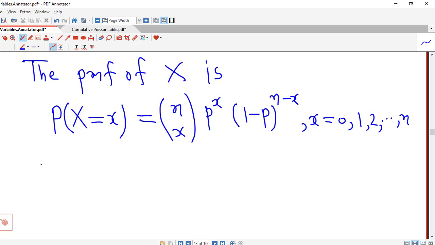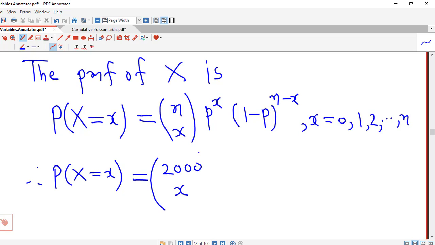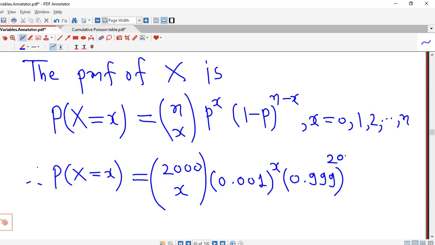Now in our case n is 2000 and p is 0.001. So we write here 2000Cx, p is 0.001 raised to x, 1 minus 0.001 will be 0.999 raised to 2000 minus x, and possible values of x are 0, 1, 2, 3 up to 2000.